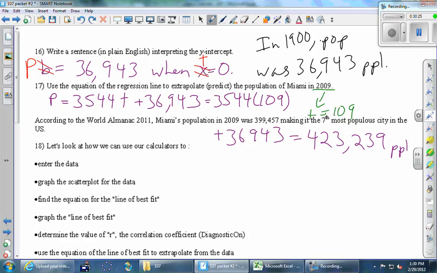Okay, who's our reader now? Are we back to Tyler? According? Right above 18. $399,000.